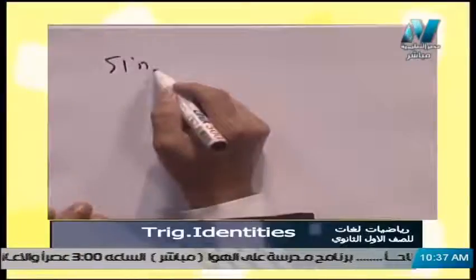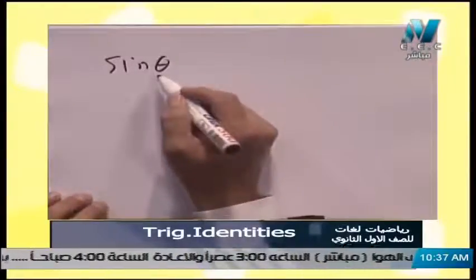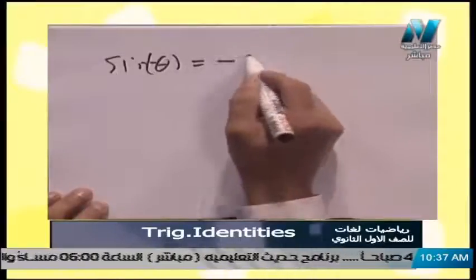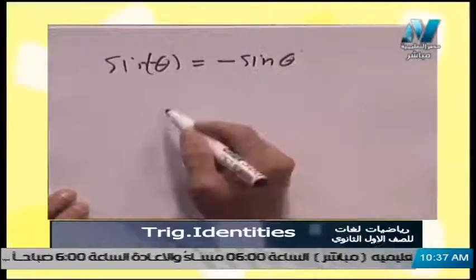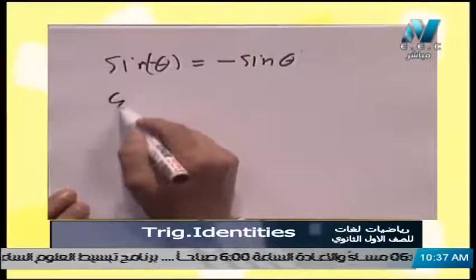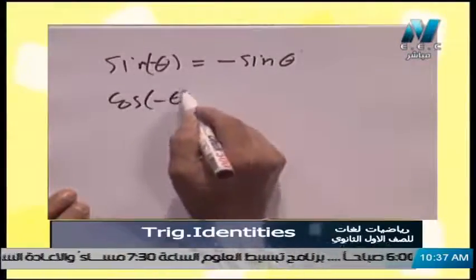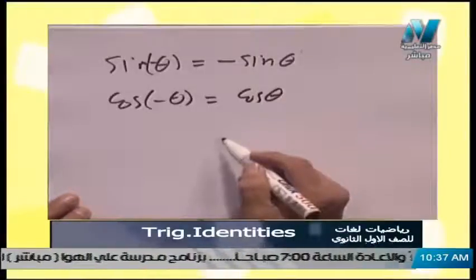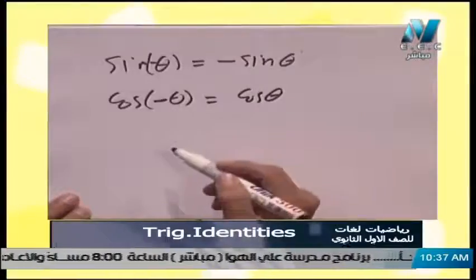But we will now study something more than an equation, which is an identity. If we have sine of negative theta, then we know that it equals negative sine theta. And also cosine of negative theta equals cosine theta, because cosine is even and the negative vanishes.